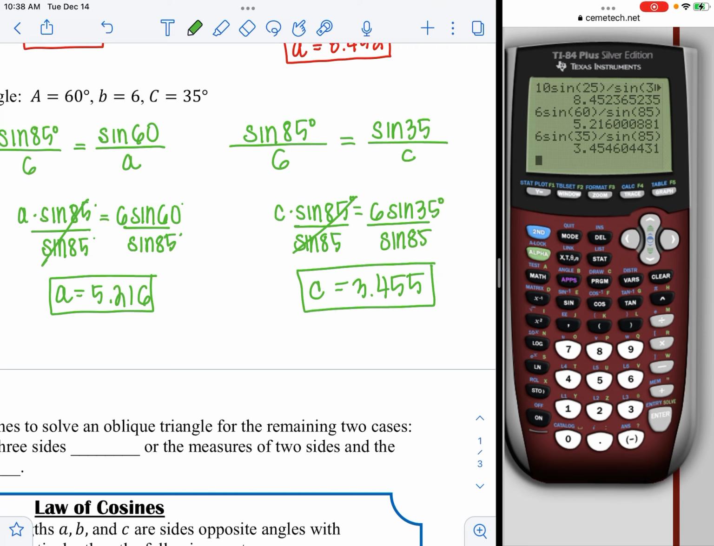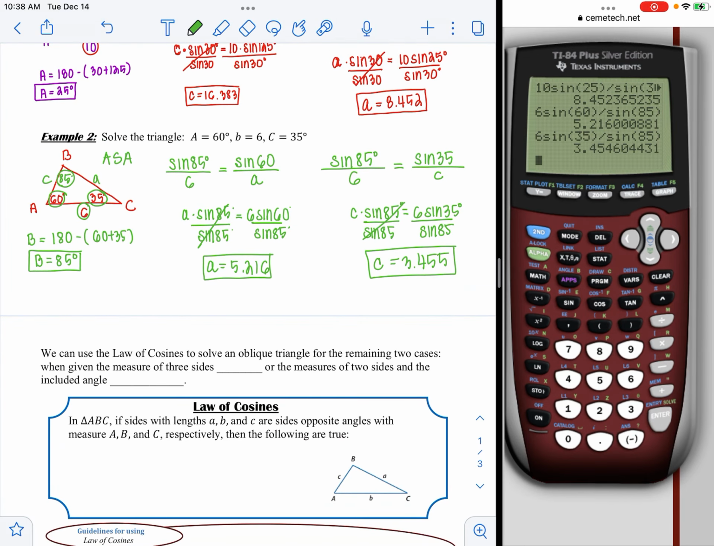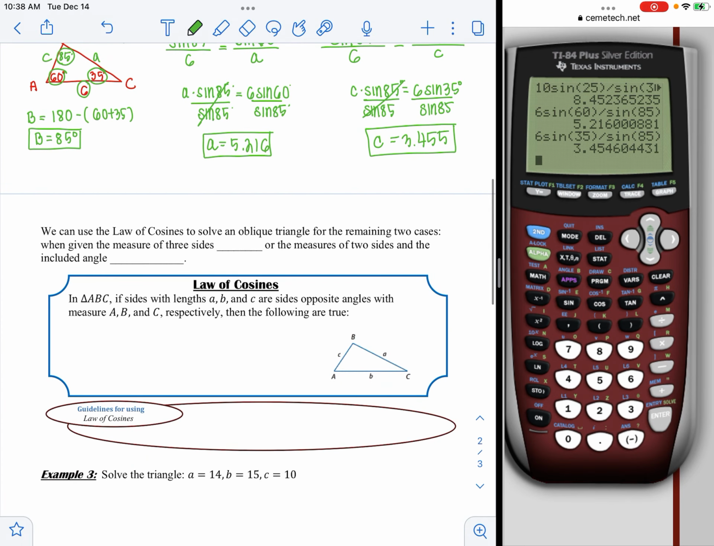Okay. All right, so now we're going to move on to the law of cosines. We use the law of cosines when you're given 3 sides, SSS, or 2 sides and an angle in between, side, angle, side. So to be completely honest, this is what I have memorized. Law of cosines is for side, side, side, and side, angle, side. Everything else, law of sines.